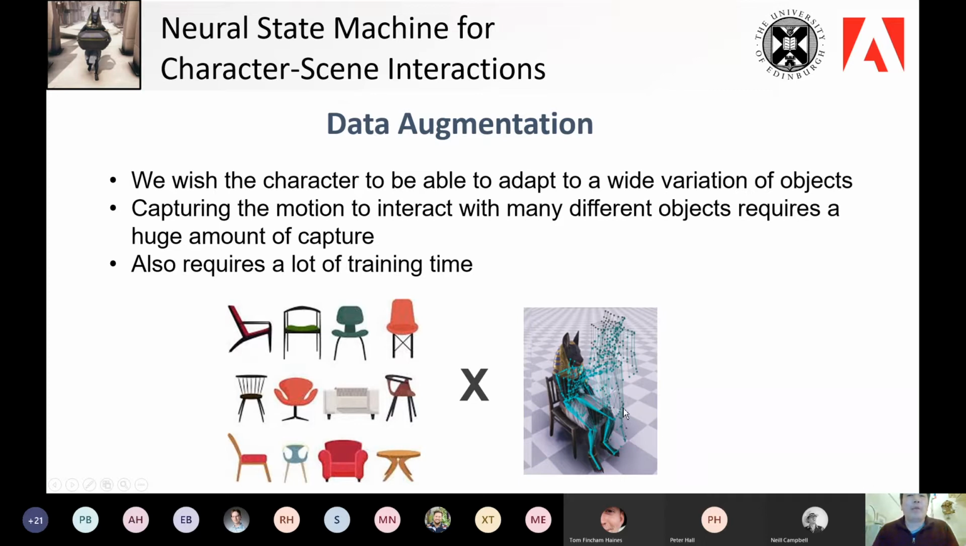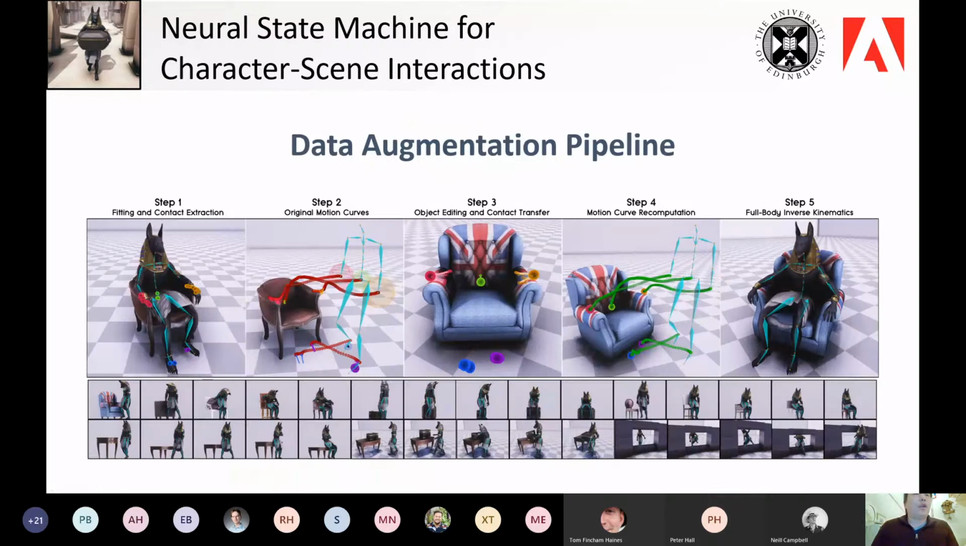And if we want to capture this for 20 chairs or 12 chairs, that's increasing the data size quite a lot, and it's also going to increase the training time quite a lot. So that's probably not affordable. To cope with this, we propose a data augmentation pipeline, which is not very complicated.